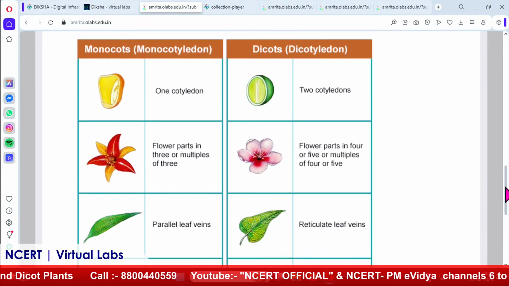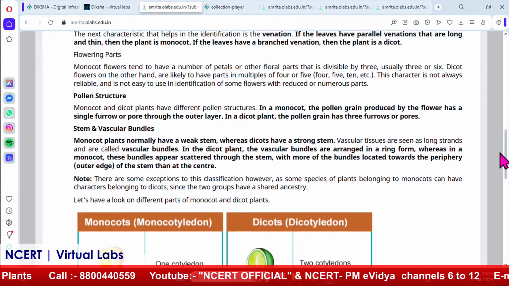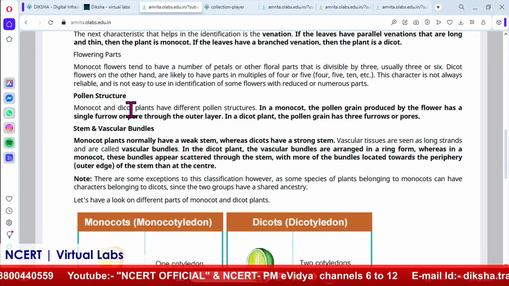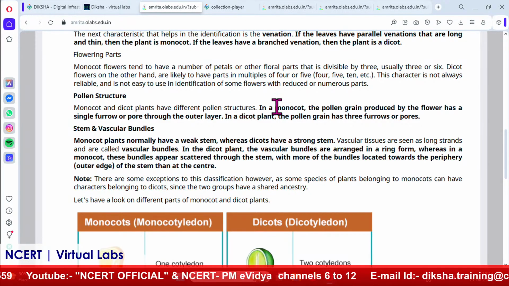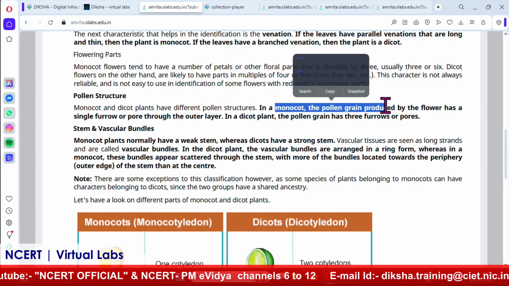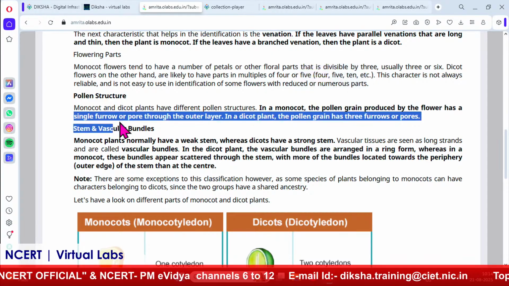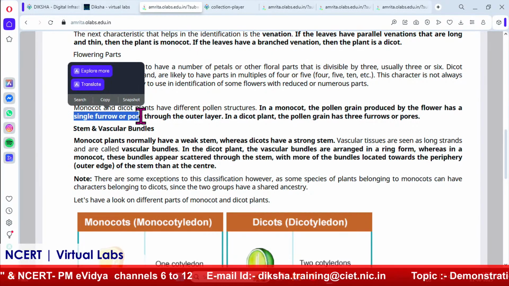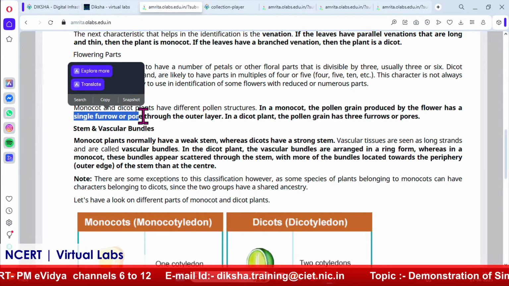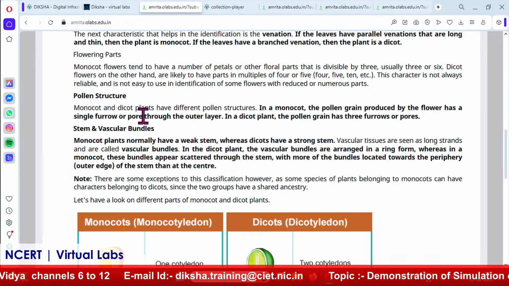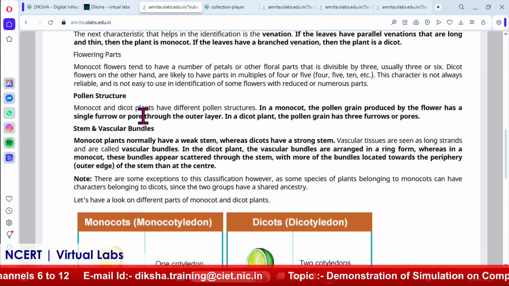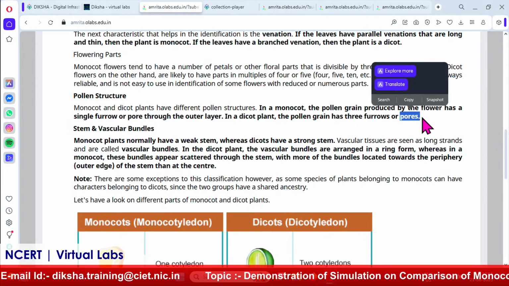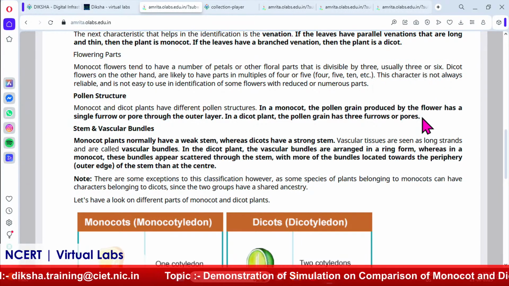The last thing which we can discuss about the difference between monocots and dicots is the structure of pollen grain. In case of monocots, the pollen grain has a single pore. A pollen grain has a pore for pollen tube formation. So there is only a single pore in monocots, but in case of dicots, there are 3 pores present on the pollen grain for the formation of pollen tube.